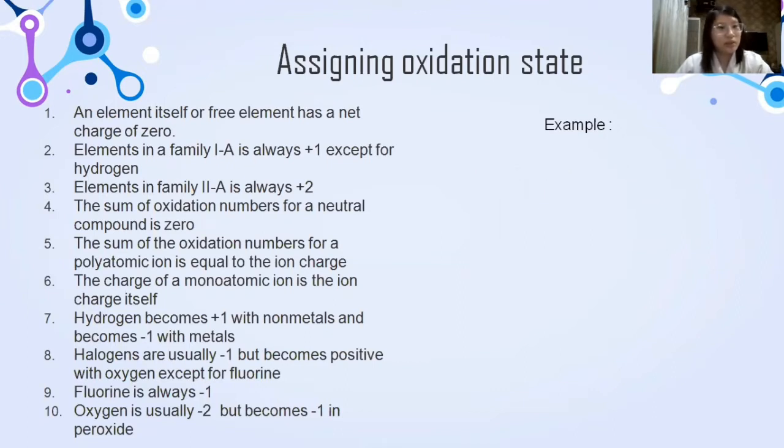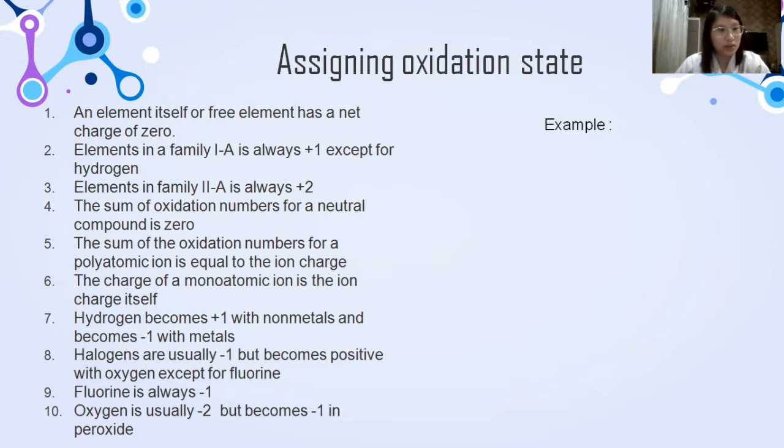Second is elements in the family 1A is always +1, except for hydrogen. Example is potassium chloride. Potassium is in family 1A, so it will have a charge of +1. Next is elements in family 2A is always +2. For example, calcium oxide. Since calcium is in family 2A, then calcium will have a charge of +2.